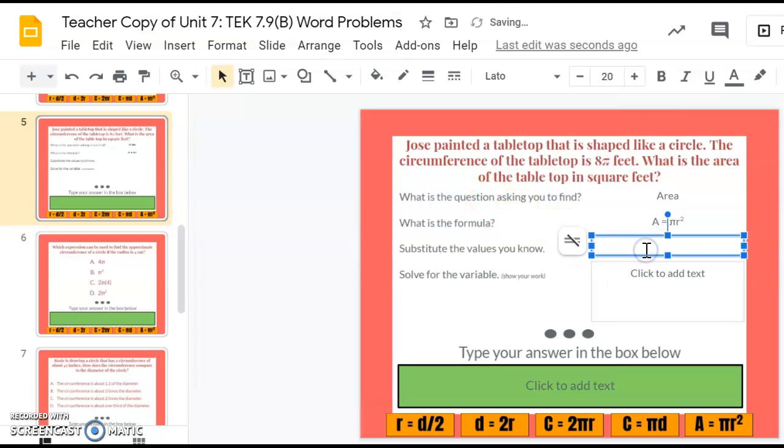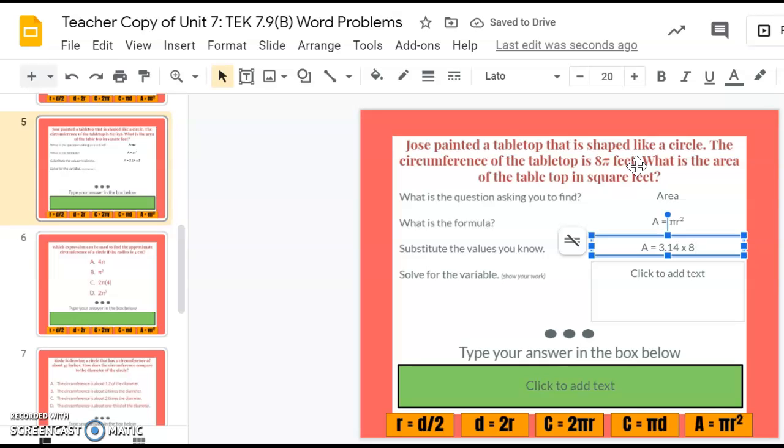All right, so what do we know? We're going to type in what we know. Area equals, it says circumference of the table is 8 pi. Well, what does that mean? It gives us the pi sign, which is 3.14, and then it gives us 8. So if we go down here to circumference, look, pi d. So we can say that this 8, even though it's on the left side of the pi symbol, is our diameter.